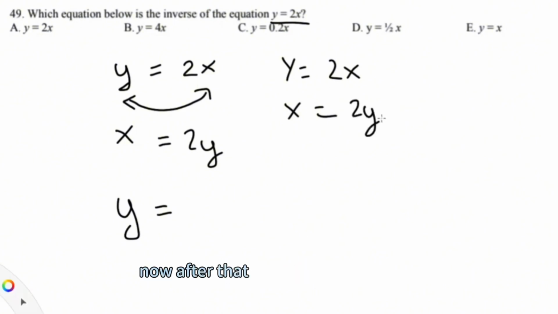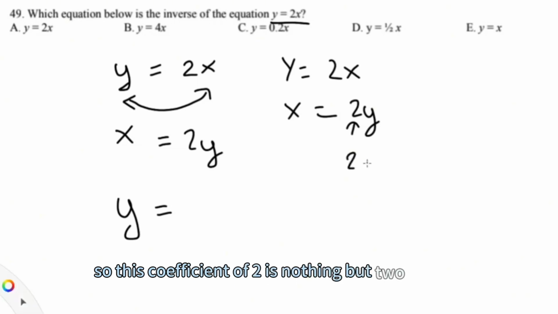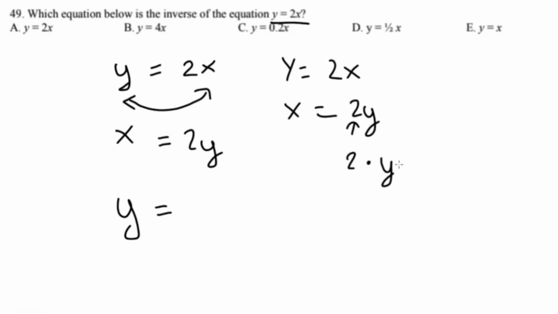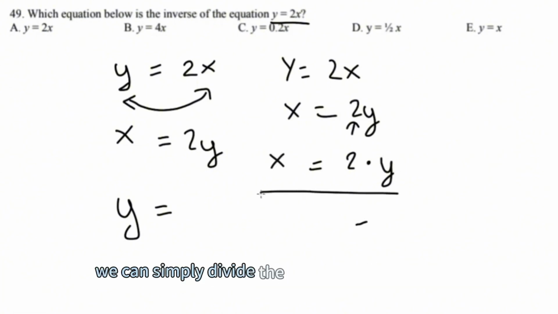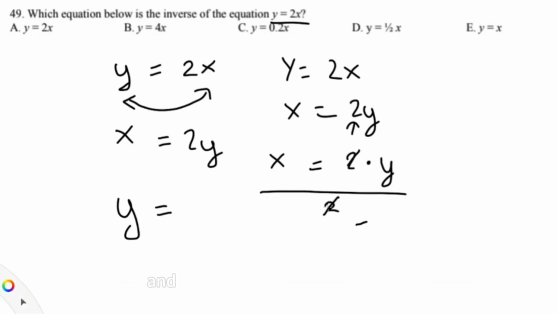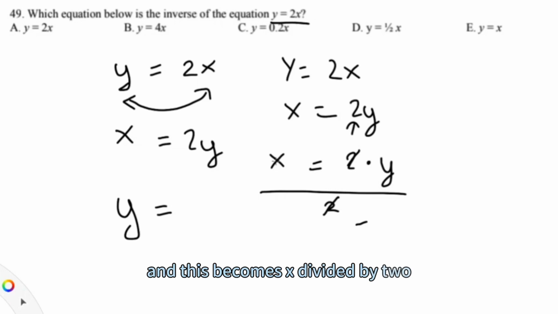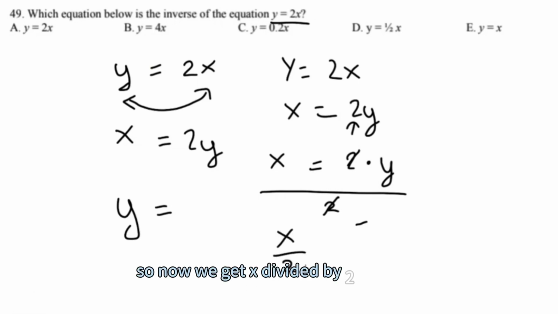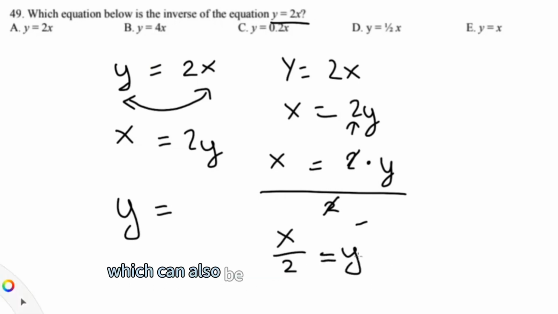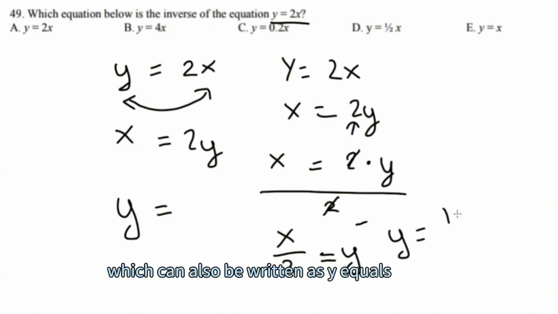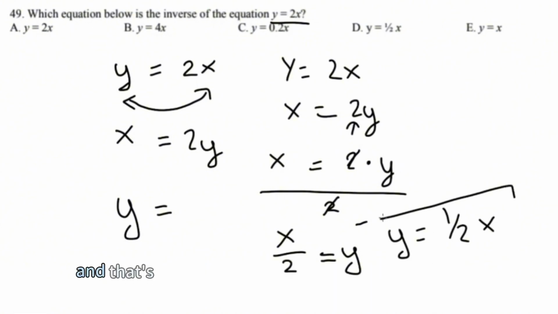Now after that, we need to solve for y. To get y by itself, we need to get rid of this coefficient of 2. This coefficient of 2 is nothing but 2 times y, and that's equal to x. Meaning if you want to get rid of it, we can simply divide the entire equation by 2. The 2 and the 2 cancel out, and this becomes x divided by 2. So now we get x divided by 2 equals y, which can also be written as y equals 1/2 of x. And that's your answer.